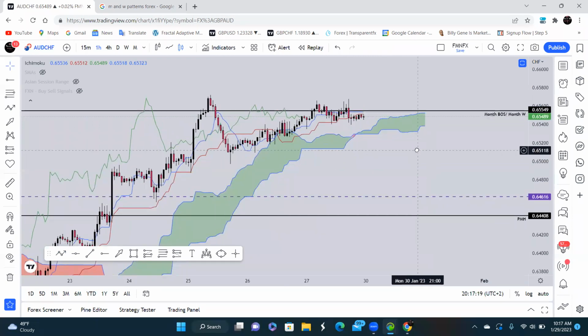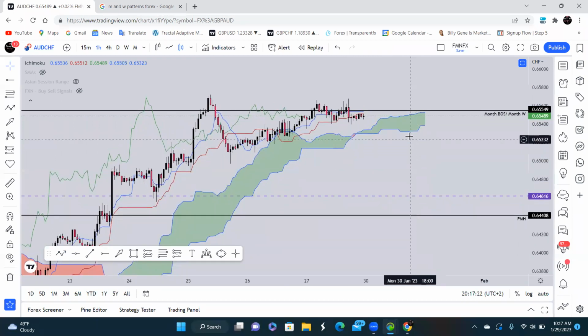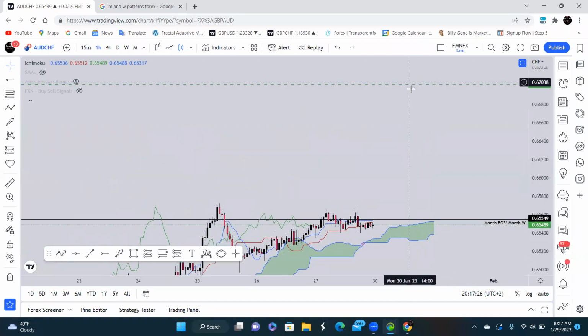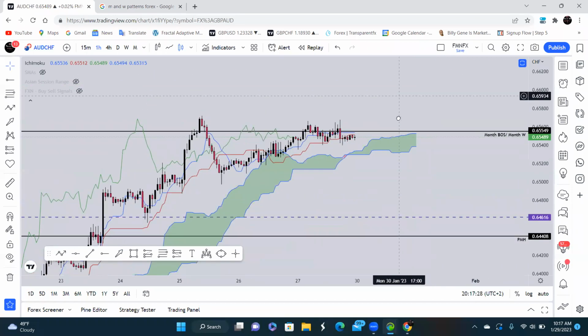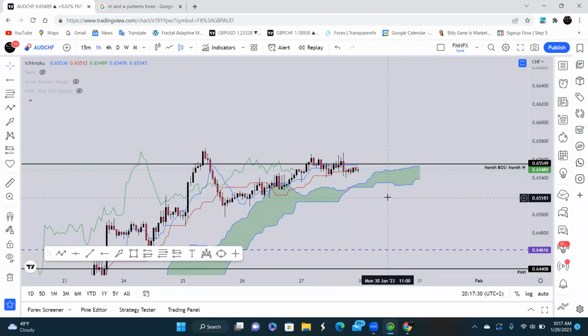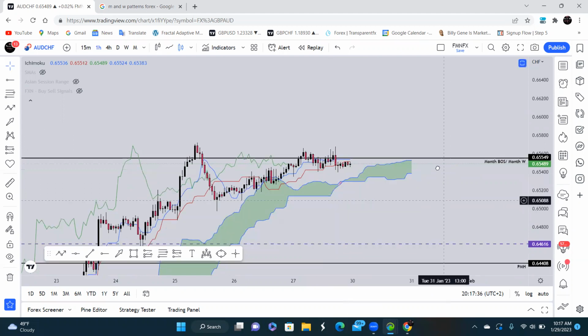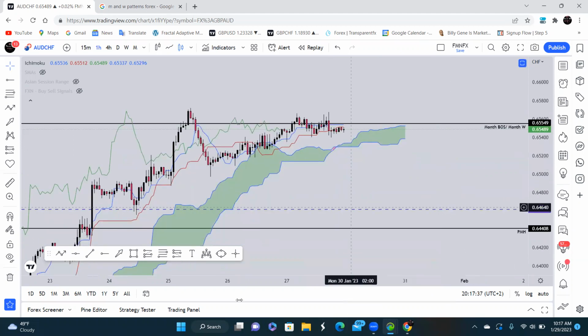All right. Do we have any questions thus far about this pair? Your overall target is up here, but you can definitely get in on that sell for the retracement. That will be a retracement play. Do we have any questions so far?